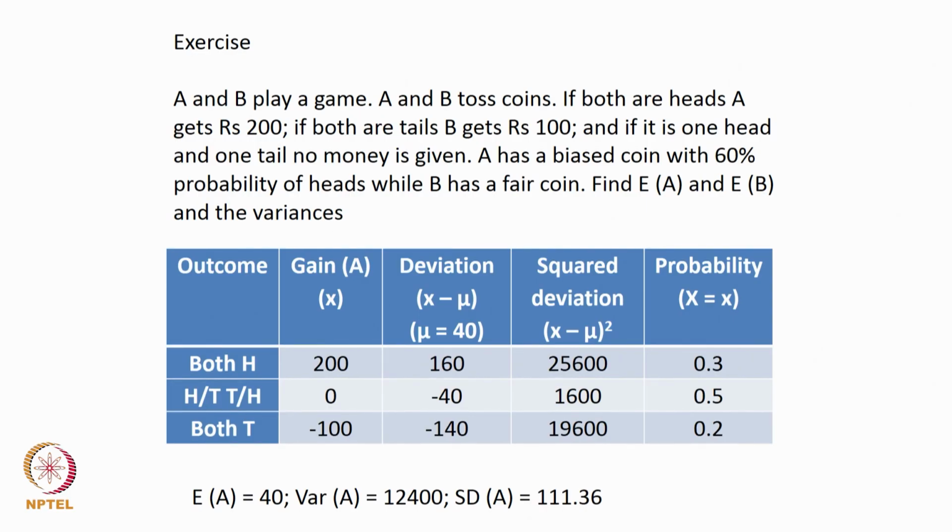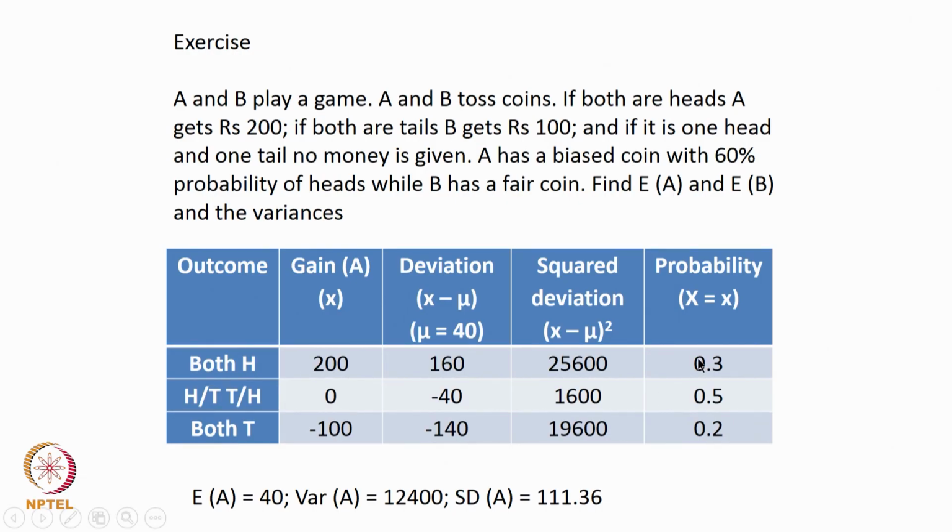Now, for this random variable, there are 3 outcomes: both toss heads, one head one tail or one tail one head, and both toss tails. So, we look at this problem from A's perspective. The gain for person A when both toss heads is 200 with a probability of 0.3, because A tossing a head is 0.6. The problem assumes that A has a biased coin and B has a fair coin with 0.5, therefore, both tossing heads is 0.6 into 0.5, which is 0.3.